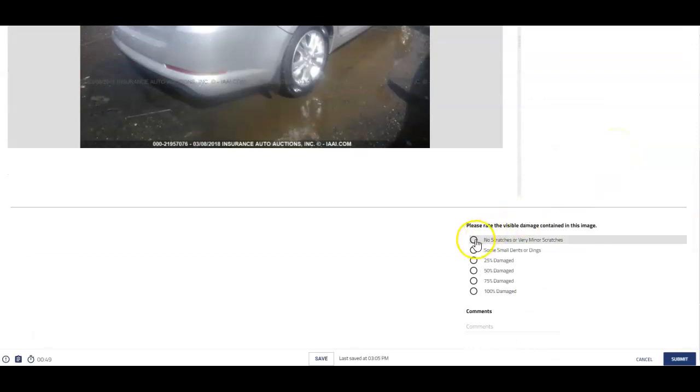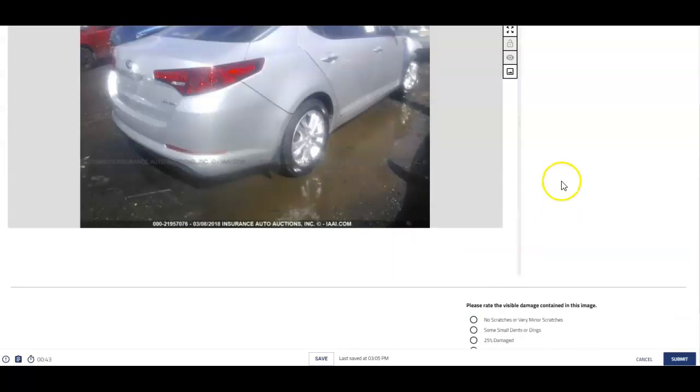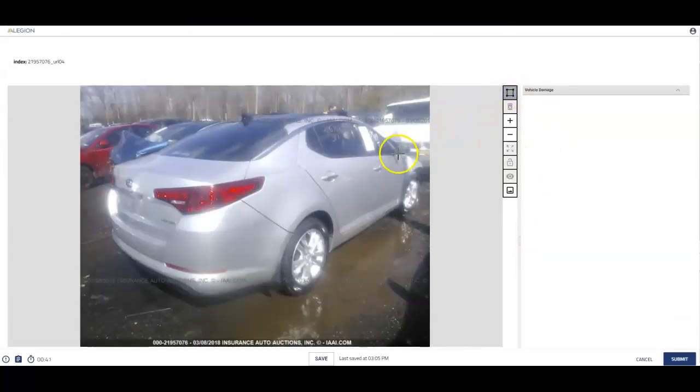You know for a fact that it cannot go into these first two categories, so it's either 25% onwards. The way we annotate this is you only annotate where you see the damage, which means you can see that the damage comes until here, and also this part here where the fender ends, and this part. This is basically where the damage area is.